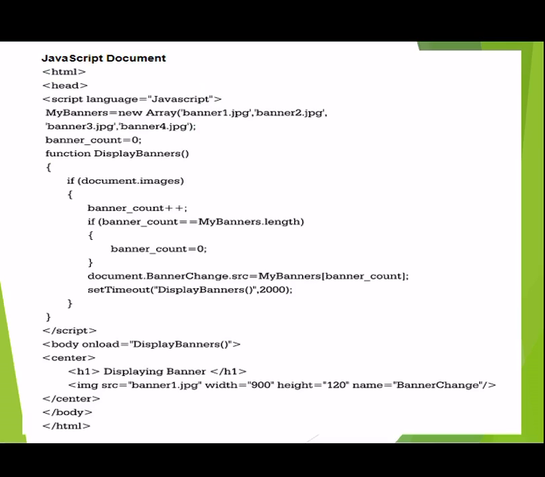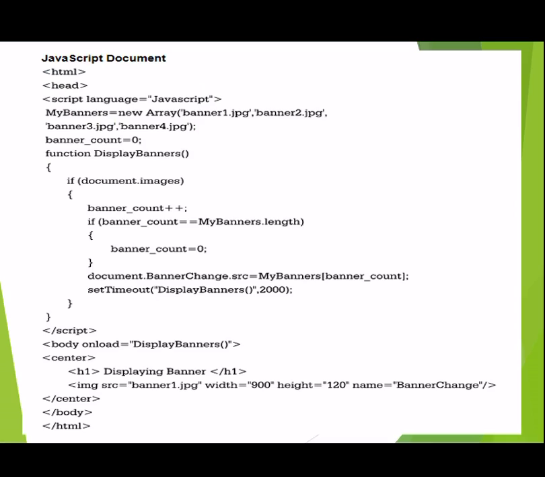Okay, so close your if statement. Document.bannerchange.src: this is what changes your banner. So document.bannerchange.src is equal to myBanners, that is your array variable, with banner_count in brackets. So myBanners[0] will display your first banner, myBanners[1] will display your second banner, similarly the third and fourth. And when it becomes 4, the banner count will again be 0, and they are going to be displayed again.